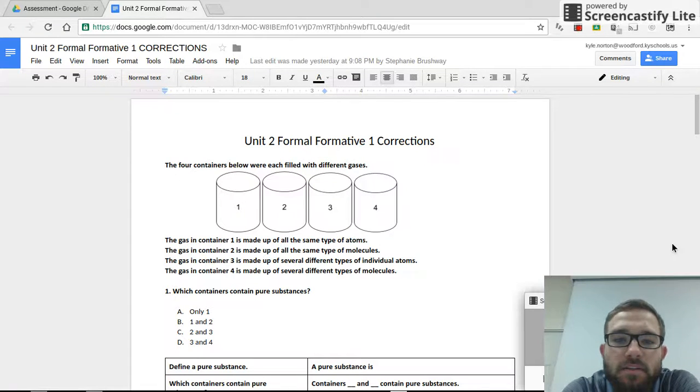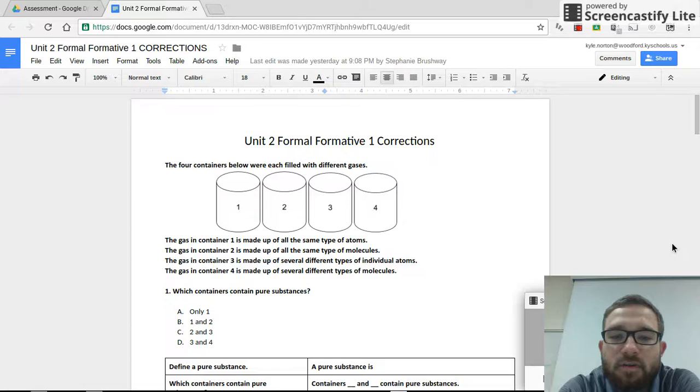Okay, so the 4 containers below were each filled with different gases. You've got 4 containers. The gas in container 1 is made up of all the same type of atoms. So the key words there, all the same type of atoms. The gas in container 2 is made up of all the same type of molecule. Well, keyword there, all the same type of molecule. The gas in container 3 is made up of several different types of individual atoms, which means there's different types of atoms, all individually.